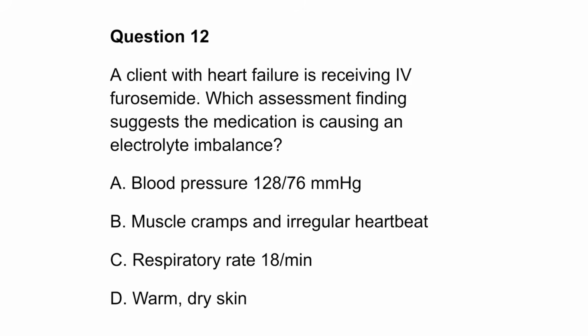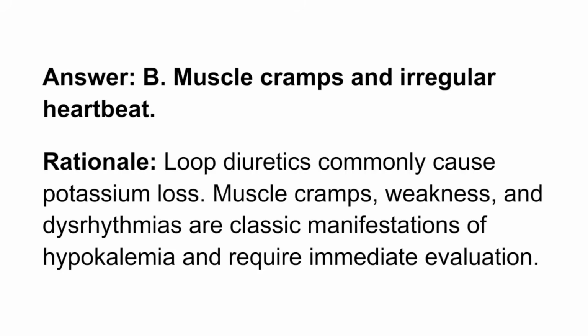Question 12. A client with heart failure is receiving furosemide. Which assessment findings suggest the medication is causing an electrolyte imbalance? A. Blood pressure 128/76 mmHg. B. Muscle cramps and irregular heartbeat. C. Respiratory rate 18 per minute. D. Warm, dry skin. Answer: B.